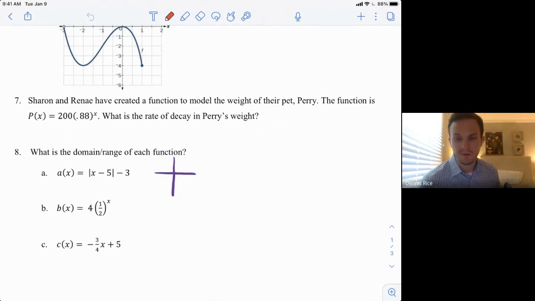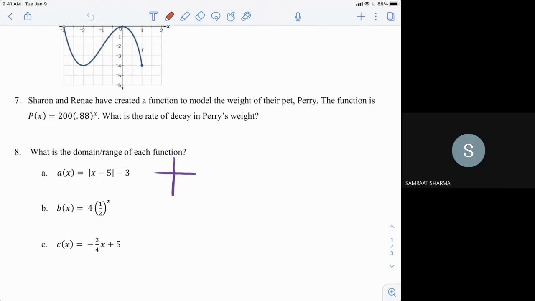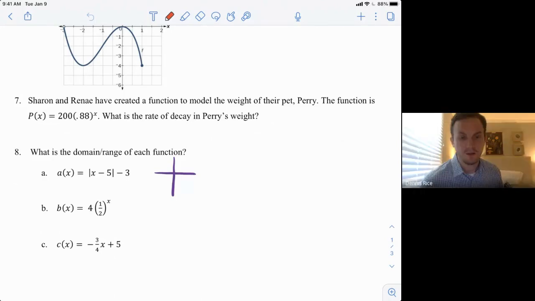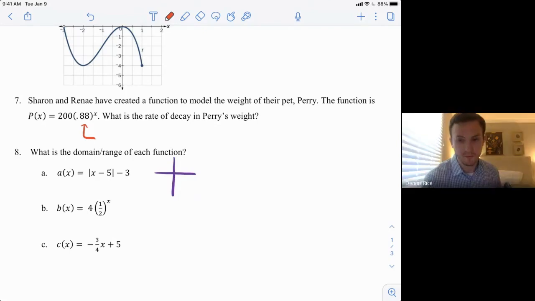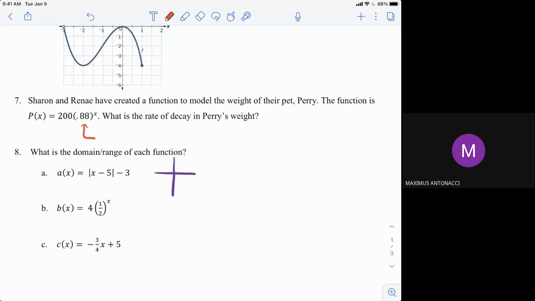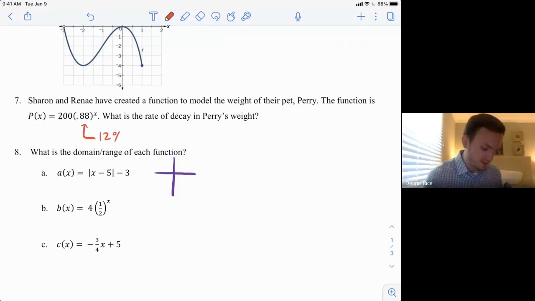So what do most people say for this when we throw this question out? What's the wrong answer for this? 0.88. Yeah, people say 88%, 0.88, just because that's the number they see. What's the actual answer? 0.12. Not 0.12. 12%. Yeah, 12%. I guess 0.12 is technically right.